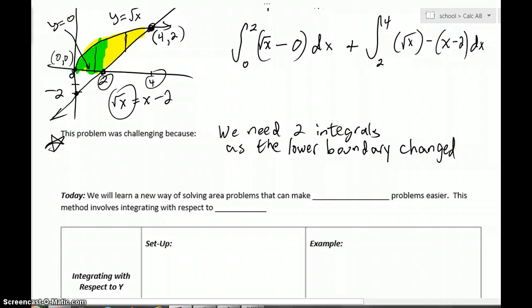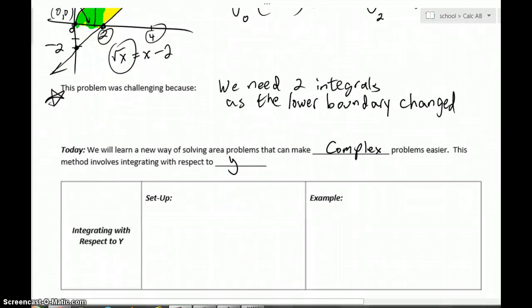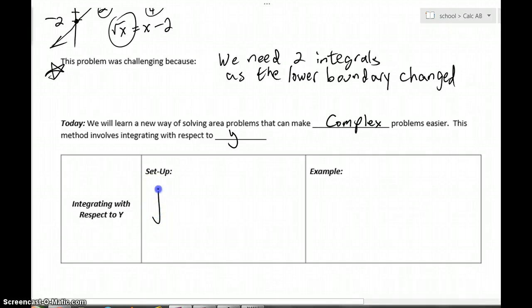So today we will learn a new way of solving area problems that make complex problems easier. It sure would be great if we didn't have to write two distinct integrals. So this method involves integrating with respect to y. The setup is going to be as follows. We're going to, of course, have a dy instead of a dx. We're always going to have a right minus left kind of a connotation. No longer top minus bottom, but a right minus left.